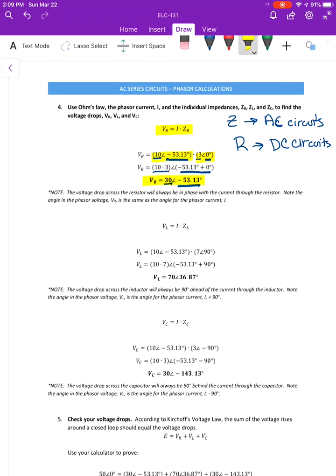We're going to do exactly the same thing with our inductor and our capacitor. So the voltage across the inductor is the current through the inductor times the inductor impedance. So we've got the same current because they're in series, times 7 at 90 degrees. Again, 10 times 7 will give you the 70, and negative 53.13 degrees plus 90 degrees will give you the angle, the phase shift for the inductor voltage.